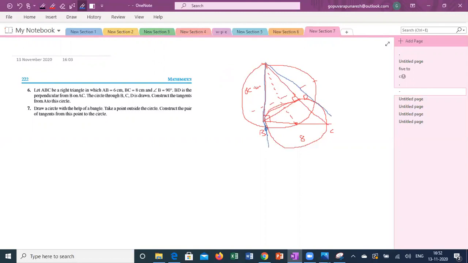Try. Drawing the circle is important here. Any doubt how to draw the circle? Please let me know, guys. I will help you. Sir, how do we draw the circle through BCD? I'm getting confused from the diagram.